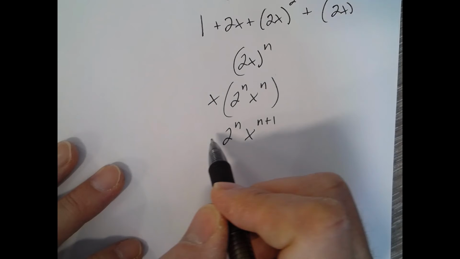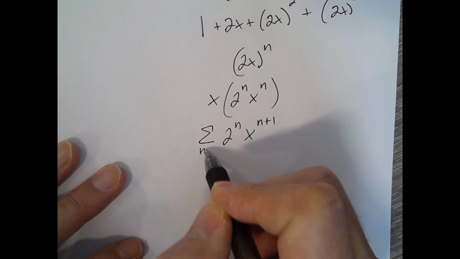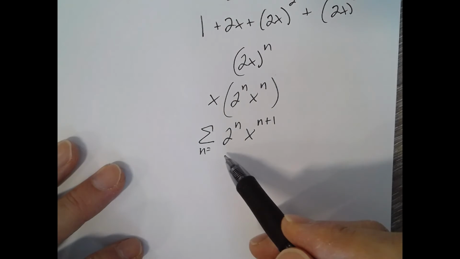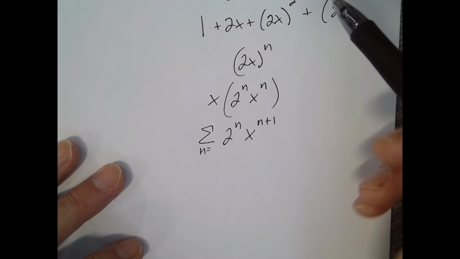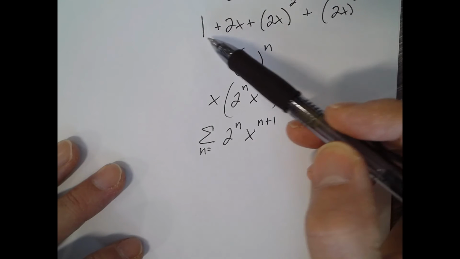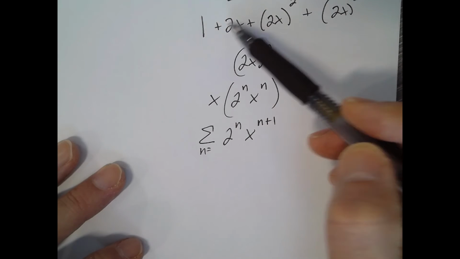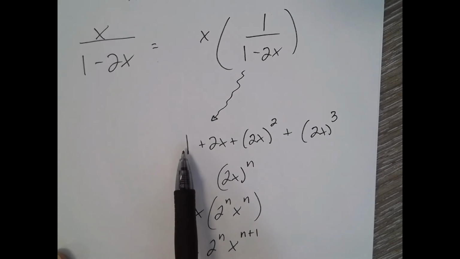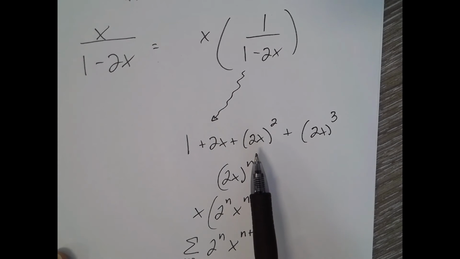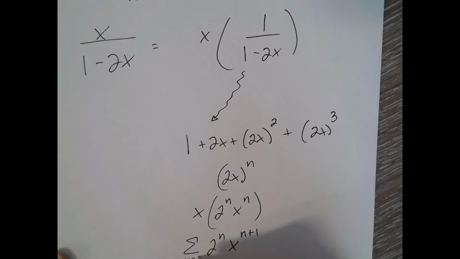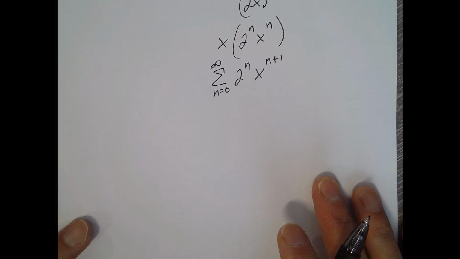So if I started it at 0, I'd have nothing, it would just be x, and we do want x to be our first term, because once you distribute the x to each of these terms, you're going to have x, 2x squared, 4x cubed, and so on. So we're going to start at 0, go to infinity. Alright, so there's our power series right here.